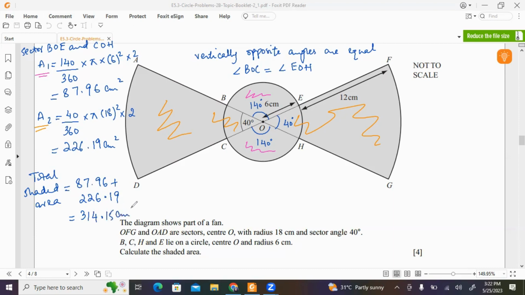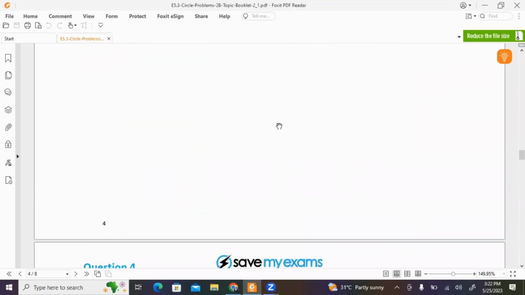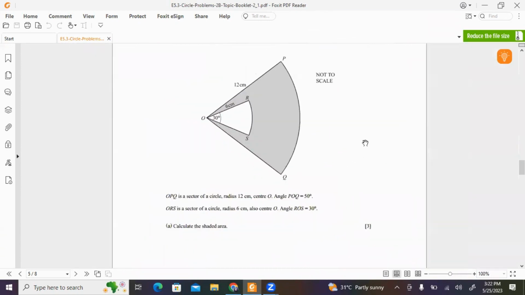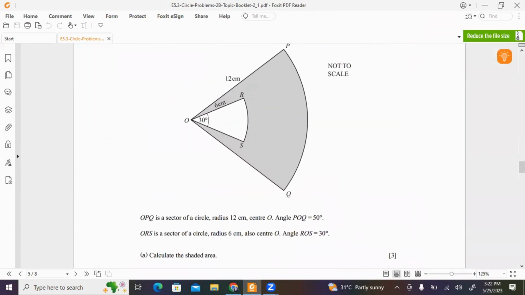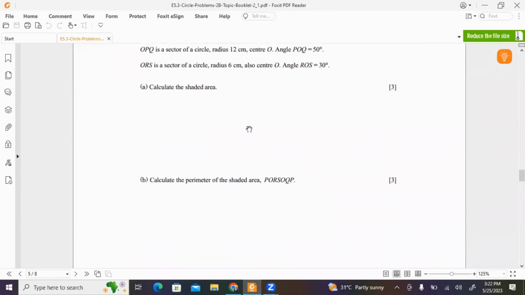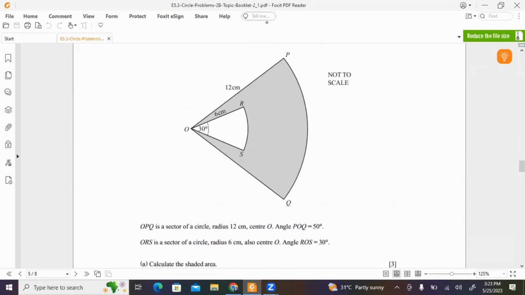340.15 centimeters square. That is your answer to this question. Then if we go to the next, it's asking us to calculate the area of the shaded region and then the perimeter of the shaded region. Okay, so start with A over here first.